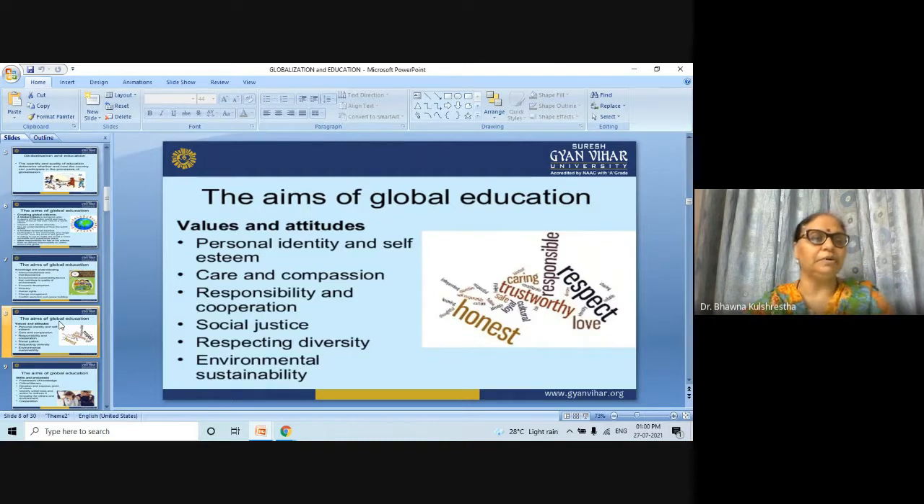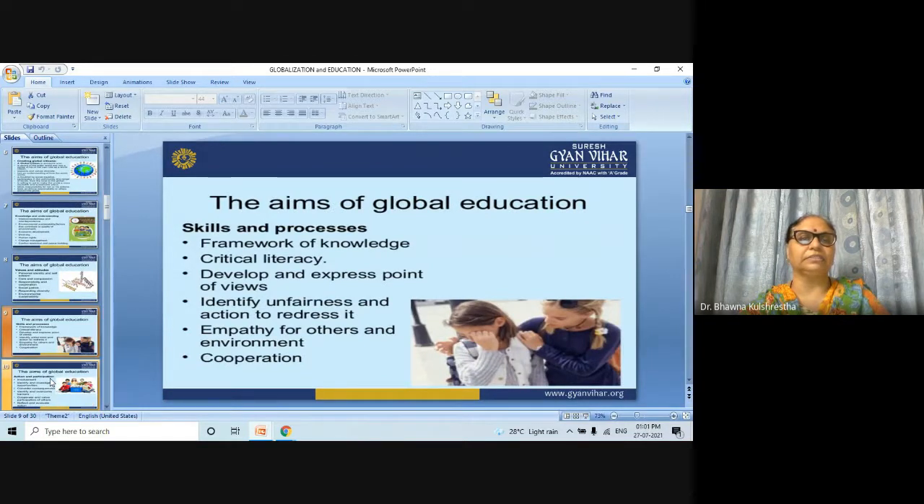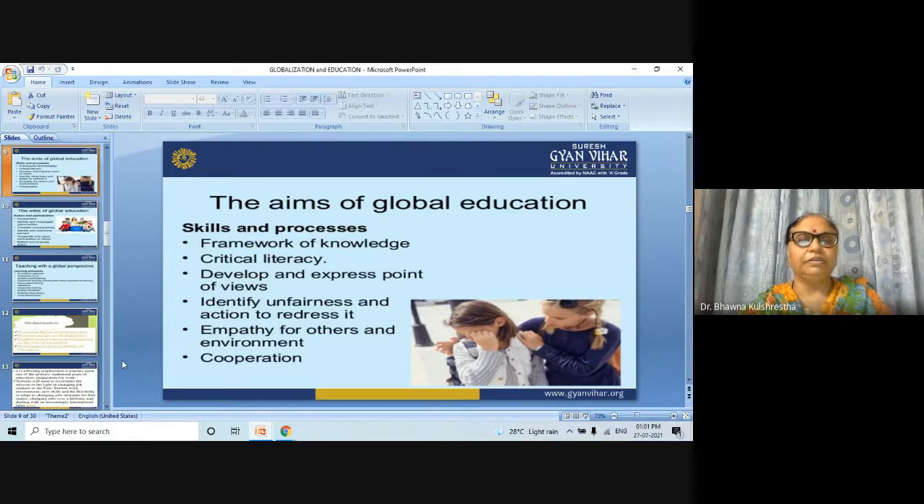The next aim of education is skills and processes: the framework of knowledge and critical literacy, develop and express a point of view, identify unfairness and take action to redress it, empathy for others and environment, and cooperation. These are the skills and processes of global education.